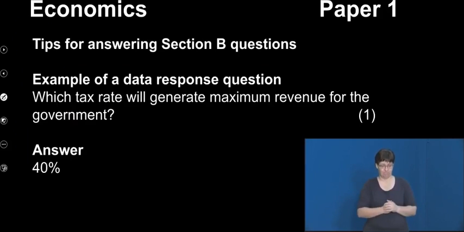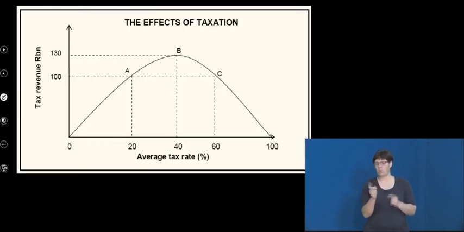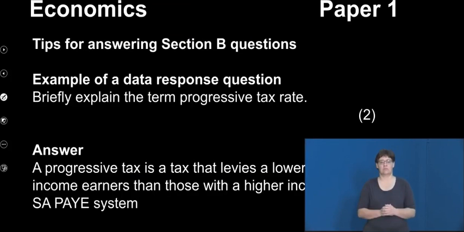Now let's look at the answer. The answer is 40%. Again, typically, you can expect 1 mark for such a question. As you can see, boys and girls, the questions keep on scaffolding. Now you get typically another question like, briefly explain the term progressive tax rate. Now the mark allocation becomes higher because now the level of difficulty is obviously higher than the name and the list type of questions. Right?